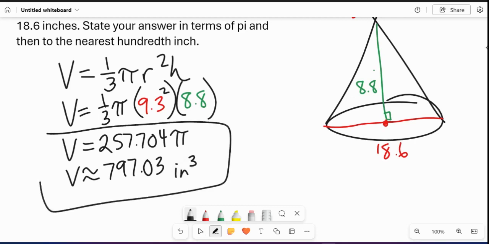All right, and those are my two final answers. So the only difference today is really just multiplying by the 1/3 and getting familiar with the numbers on your calculator and making sure you know how to multiply by 1/3, also known as dividing by 3.